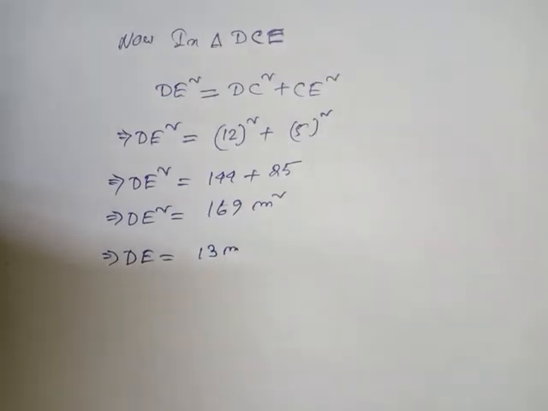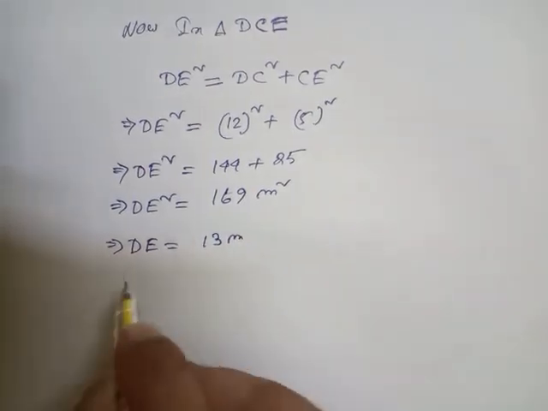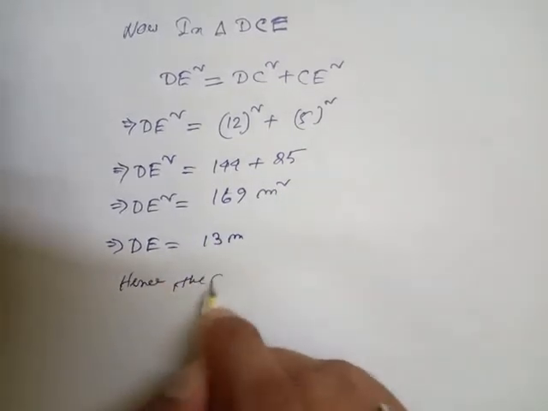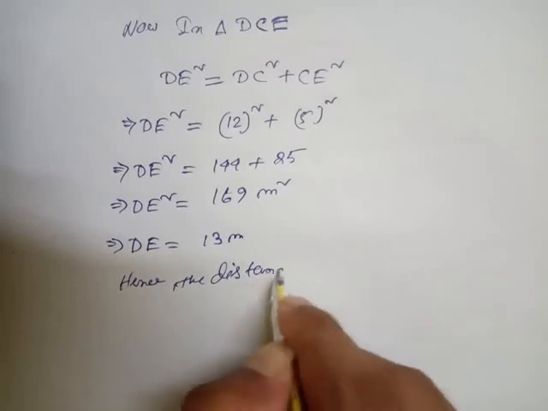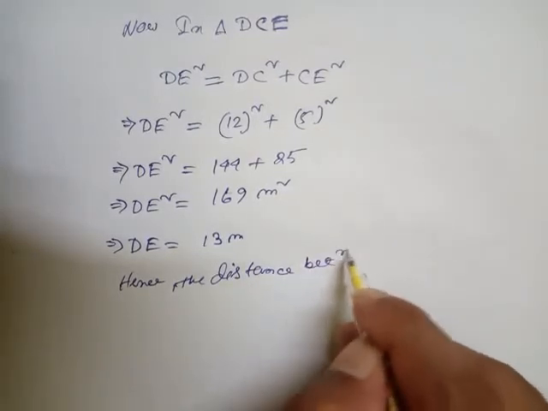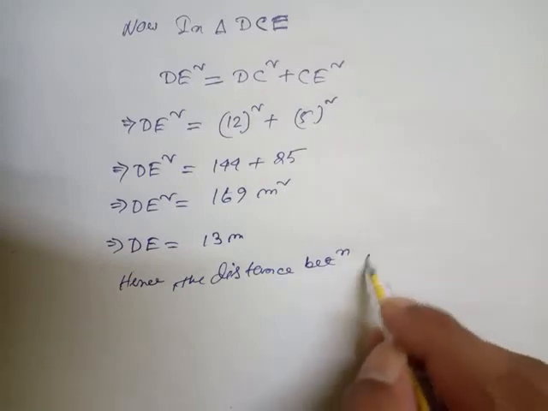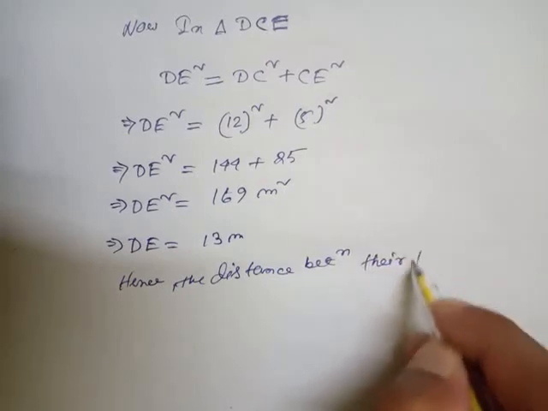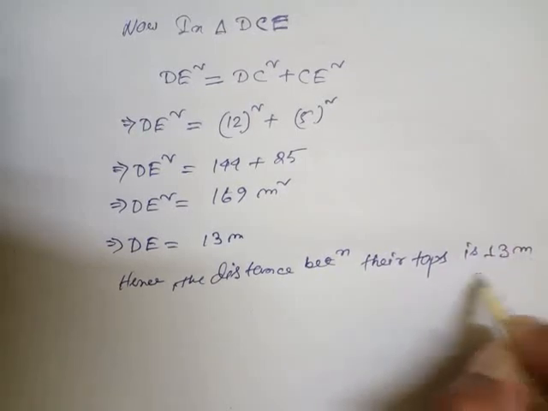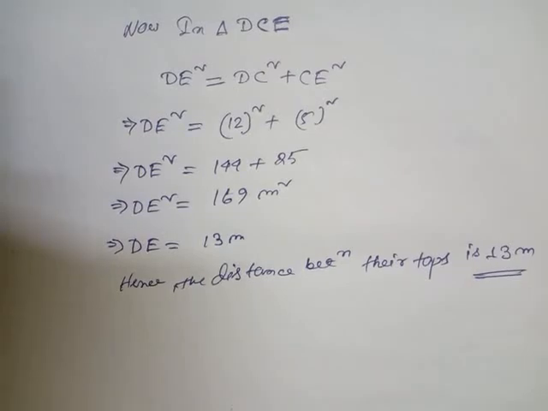Now look, students, we write down here the last line, hence the distance between their tops is 13 meter. This is the answer of question number 12.